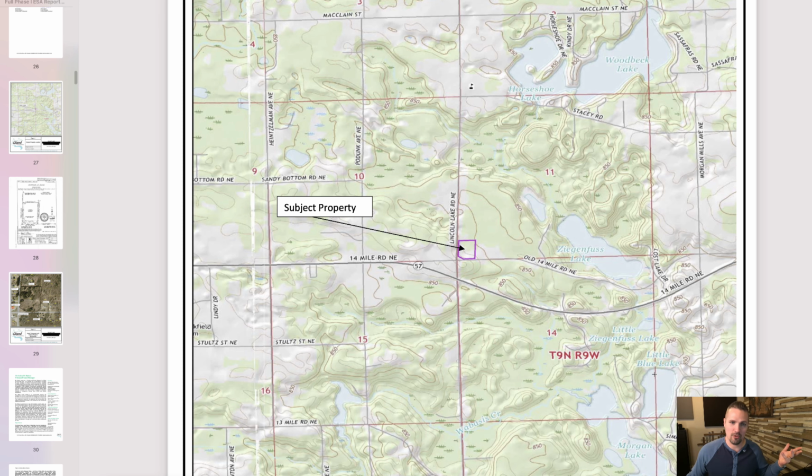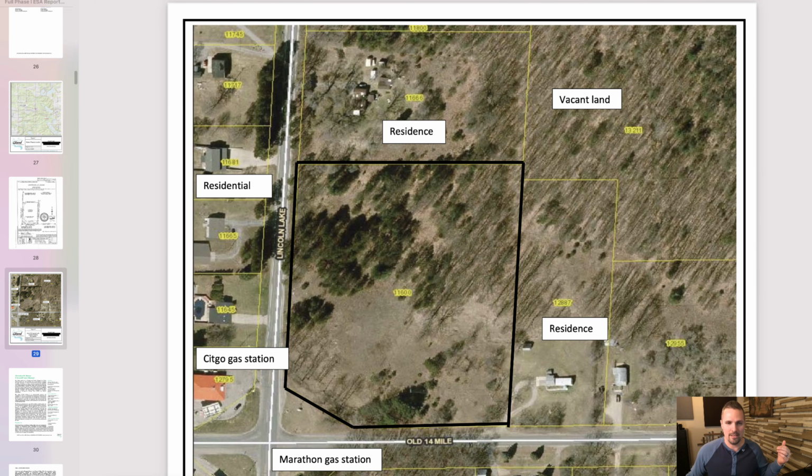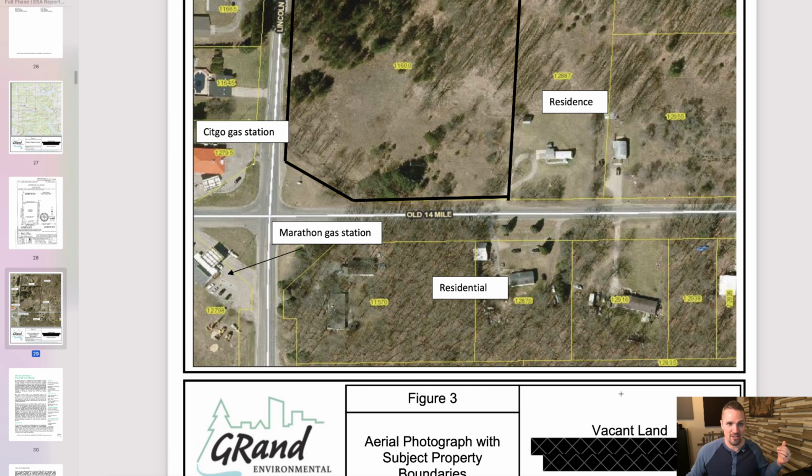So this is one topographic map where it points out the subject property and where it is in relation to everything else. This is a survey of the property. And then we've got another map of the property and we can see where the gas station is and the other gas station.